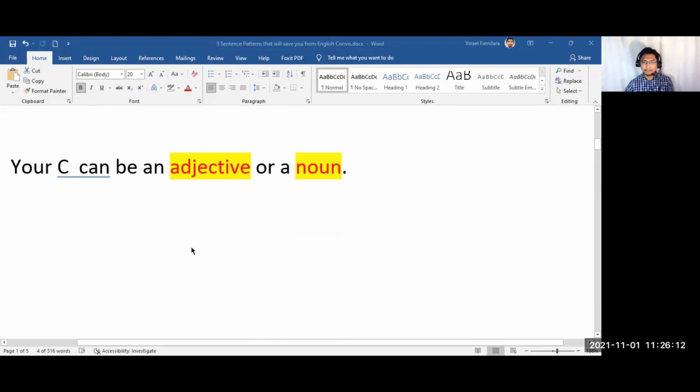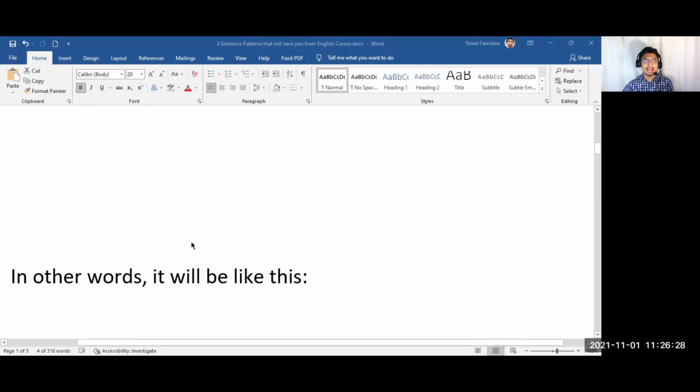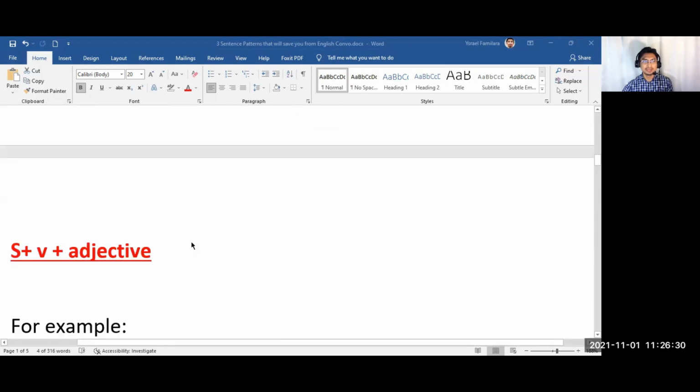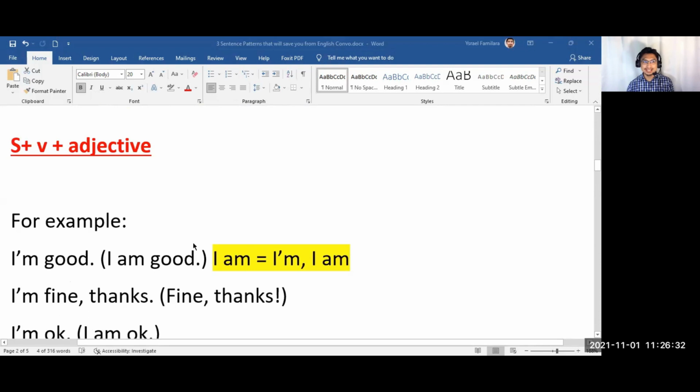Okay. More on complement, by the way, we can use an adjective for our complement, or we can also use a noun for a complement. So this pattern SVC has two variations. Let's begin with the adjective. So in essence, ito yung itsura niya. Subject plus be verb plus adjective.